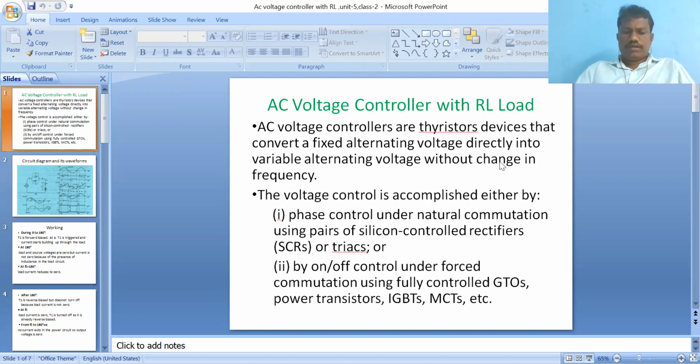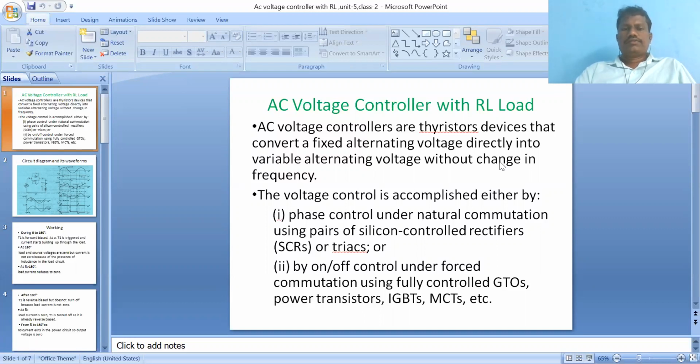In the first class we already discussed the definition of AC voltage controller. What is meant by AC voltage controller? It means an AC to AC converter. It is defined as converting fixed AC to variable AC with constant frequency, in one stage of conversion. So the present topic is AC voltage controller with RL load.